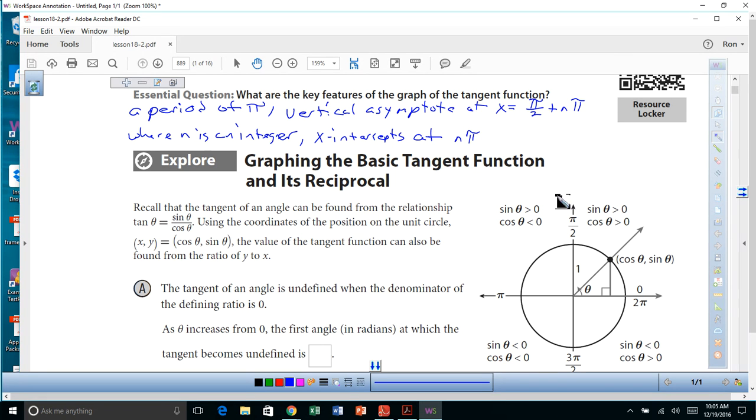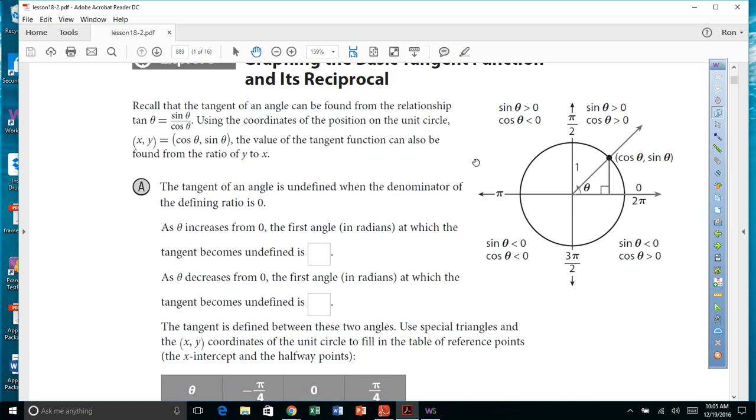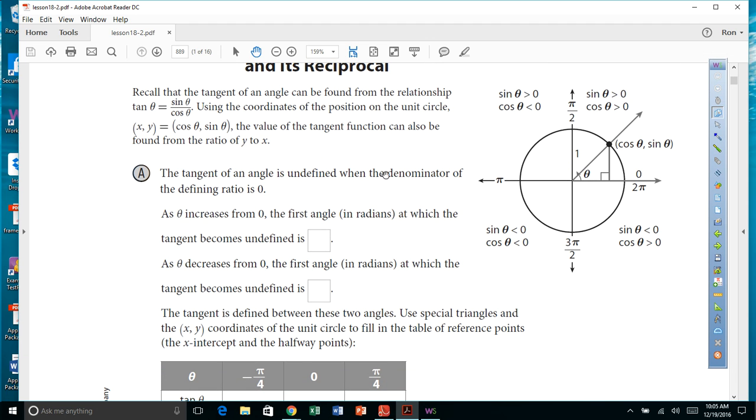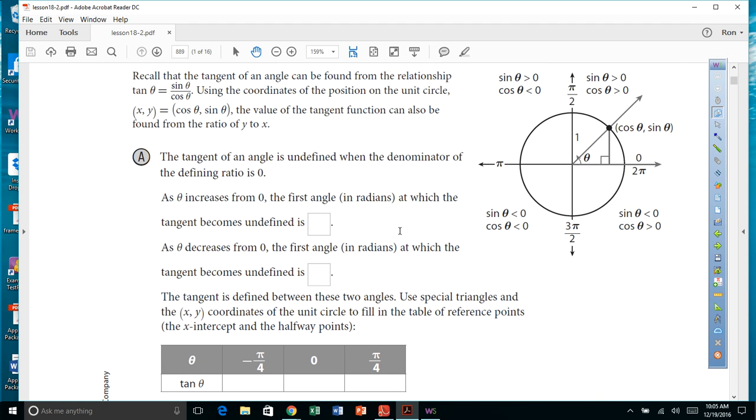Graphing the basic tangent function and its reciprocal. Recall that the tangent of an angle can be found from the relationship tangent theta equals sine theta divided by cosine theta. Using the coordinates of the position on the unit circle, xy equals cosine theta, sine theta, the value of the tangent function can also be found from the ratio of y to x. The tangent of an angle is undefined when the denominator of the defining ratio is 0.